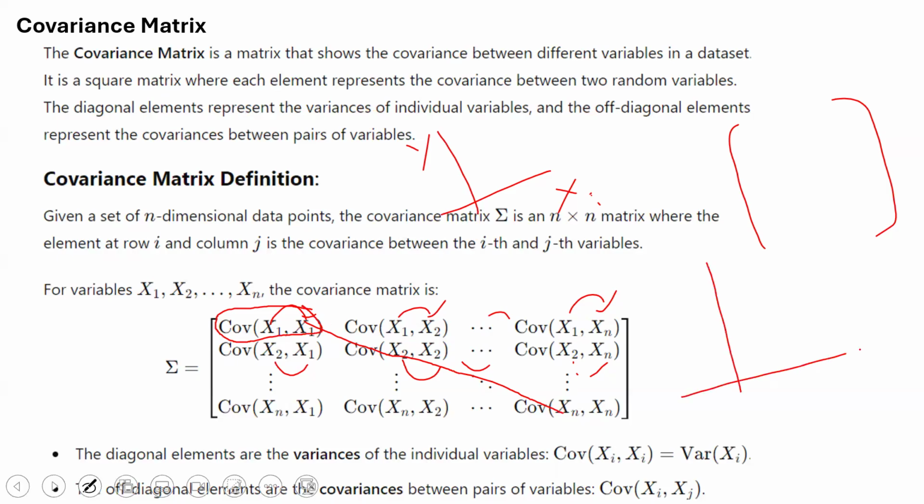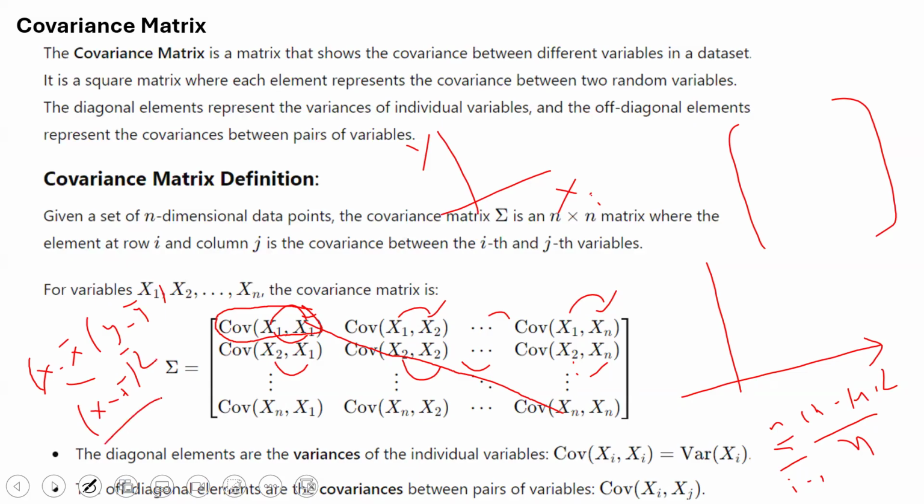So variance along the x-axis is calculated by x minus mu whole square divided by n, summed over i equal to 1 to n, right? When both variables are the same, covariance is x minus x bar times y minus y bar. When x is y, it becomes x minus x bar whole square, which is nothing but the variance along the x1 axis. This is also the variance along x2 axis, and along xn axis.